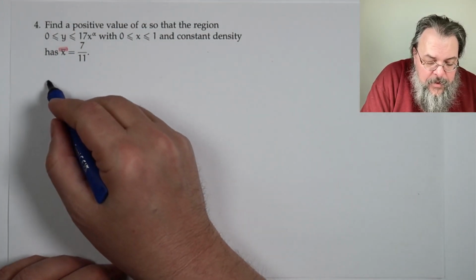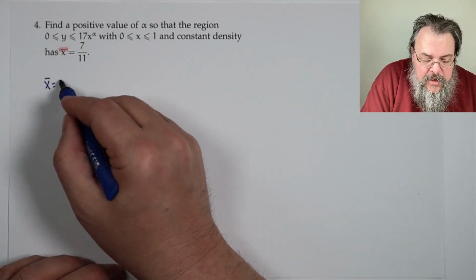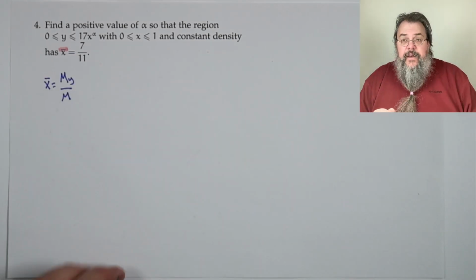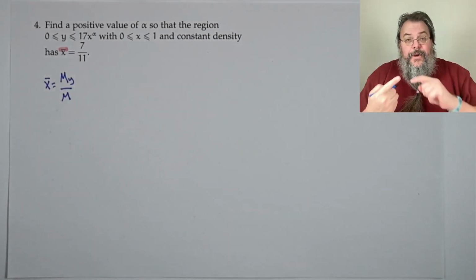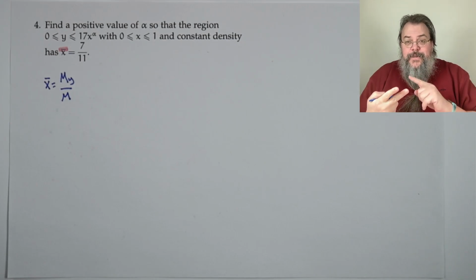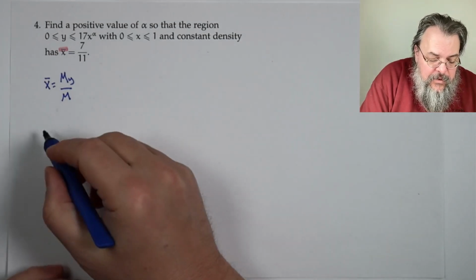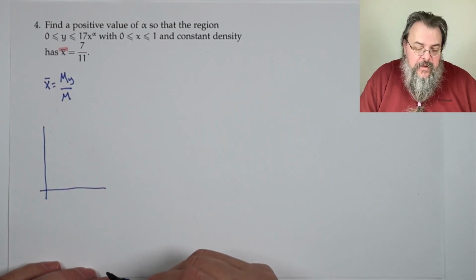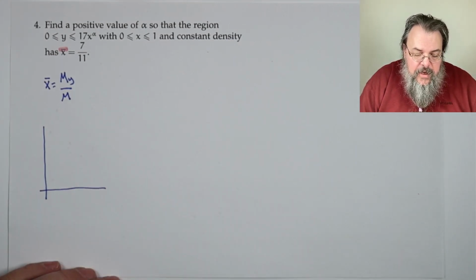Well, when we're computing x bar, that's our M sub y over M. It's a moment divided by mass. So we need to do two computations. What's the mass and what's the moment? So let's do a really very simple sketch. We're going to be a little bit sketchy here, but that's okay.